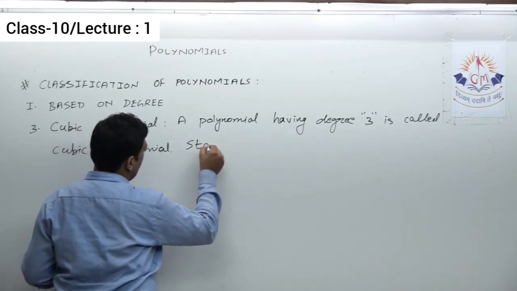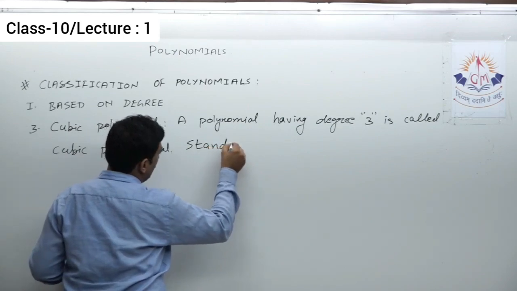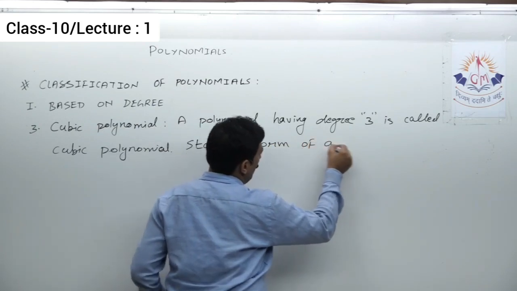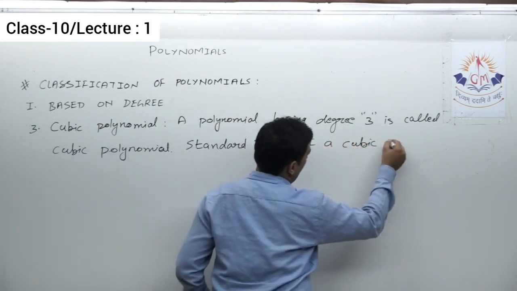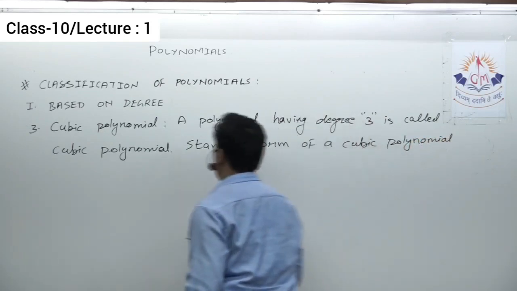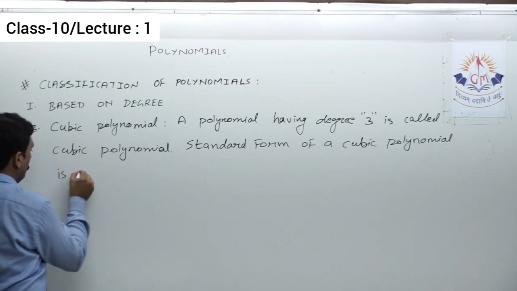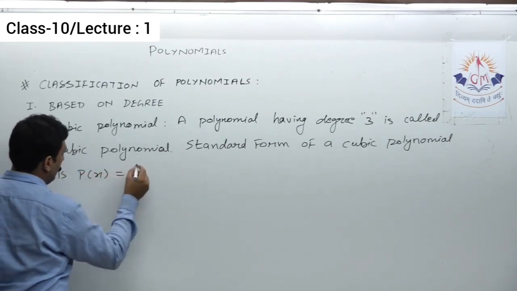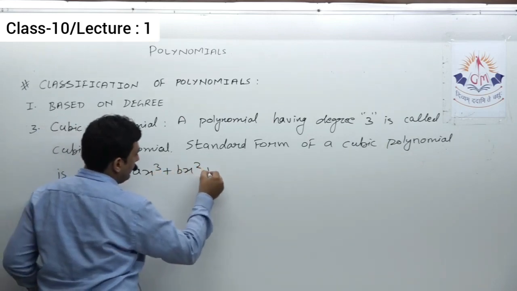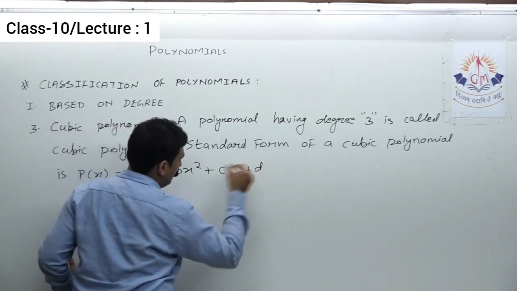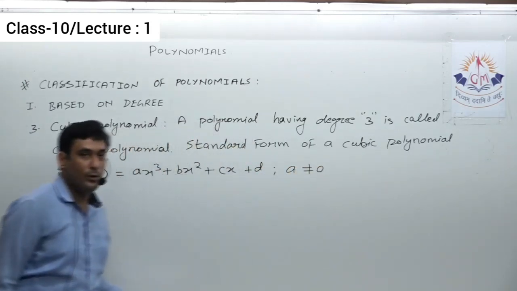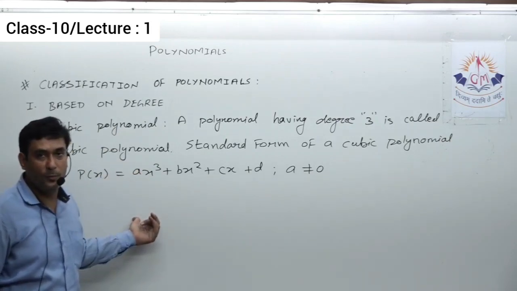Okay, now we'll write its standard form. The standard form of a cubic polynomial is p(x) = ax³ + bx² + cx + d. Again here a should not be equal to 0. That means the leading coefficient should not be 0.